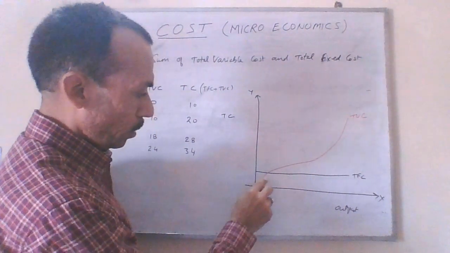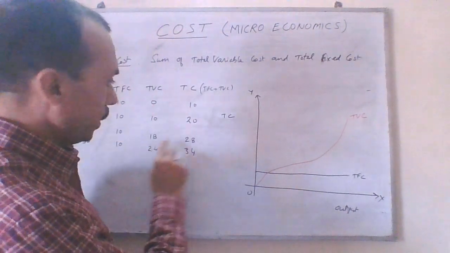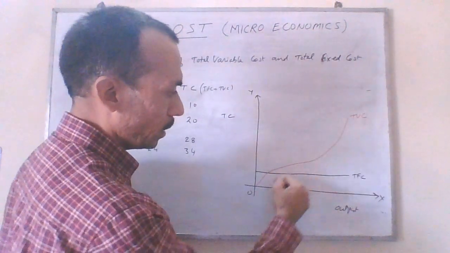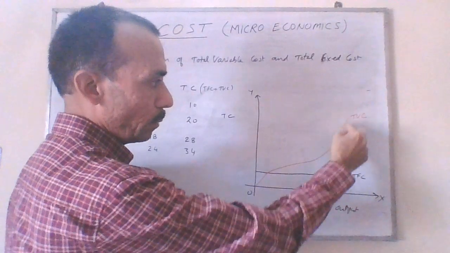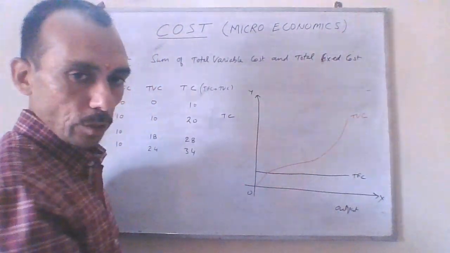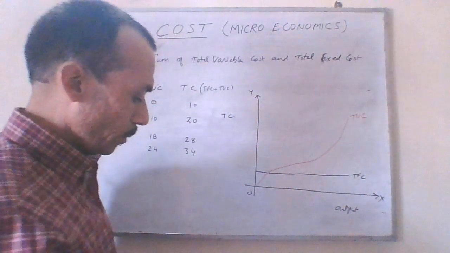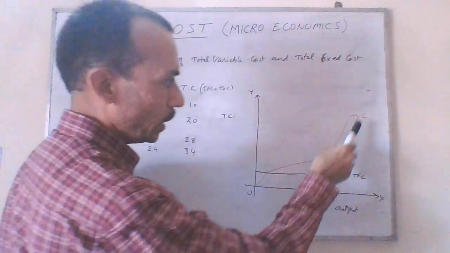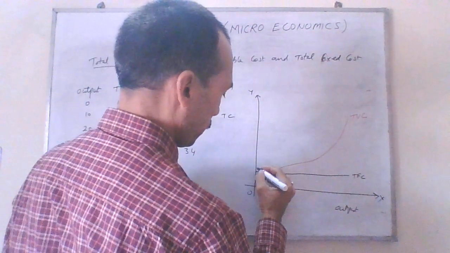When output is 0, total variable cost is 0, and as output increases, total variable cost increases, and this is increasing at a diminishing rate and gradually increasing later on. So it is the inverse of the S shape, and when we club together TFC and TVC, it goes like this.